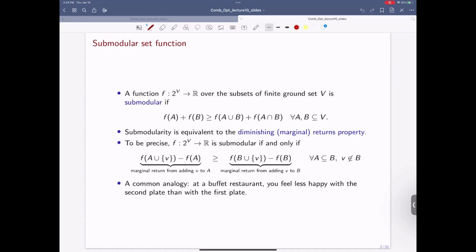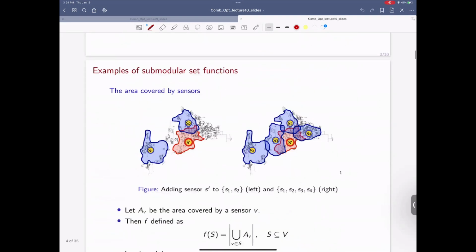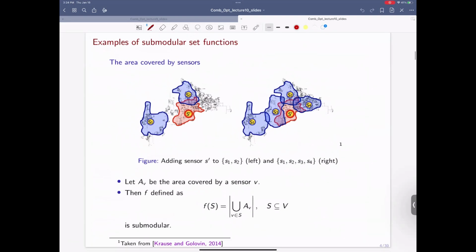Again, like I gave you this analogy: if you go to a buffet restaurant, the first plate gives you the most happiness. When you start the second plate, it gives you less happiness. And at some point, having more food actually makes you less happy. We also talked about the coverage function, and this is one example. You have some map, and you are building surveillance cameras, and you measure the area covered by the cameras, and that gives you a submodular function.